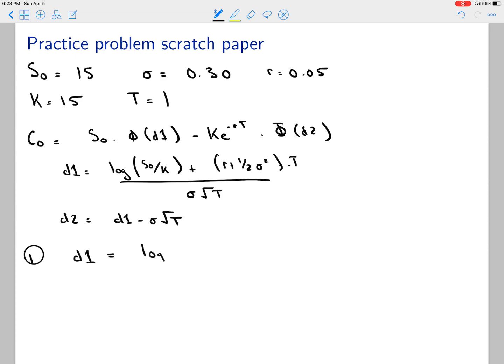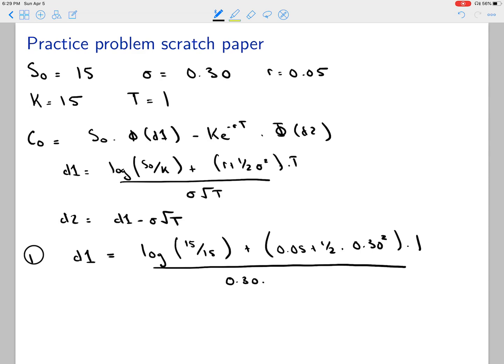D1 is equal to the log of S0 over K. S0 is 15, K is 15 as well. Plus R plus 1/2 sigma squared, so 5% plus 1/2 times 30% squared times T, which is 1, over sigma root T, 0.30 times square root of 1. What this is going to equal, you plug all this in, this is 0.317. D2 is equal to D1 minus sigma root T, equal to 0.317 minus 0.30, which is sigma, times root T, which is 1. It's equal to 0.017.